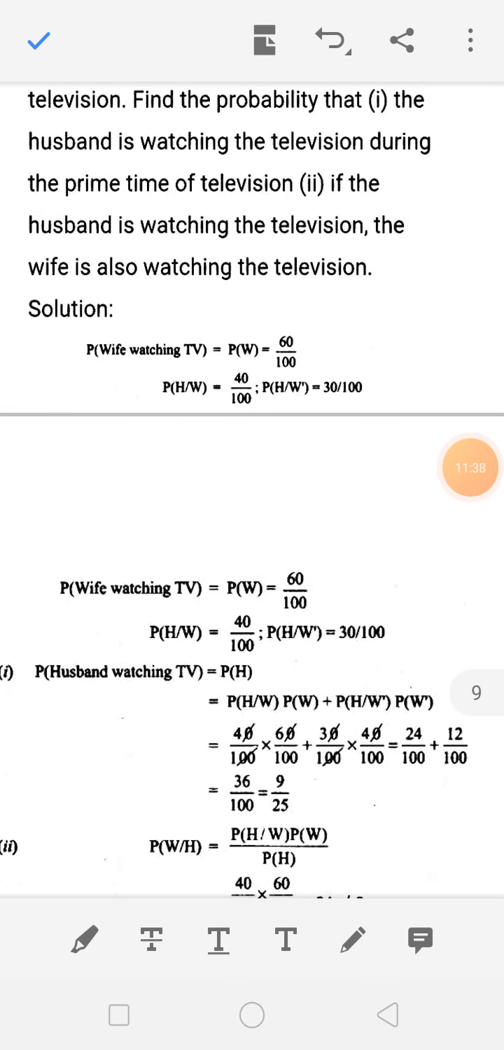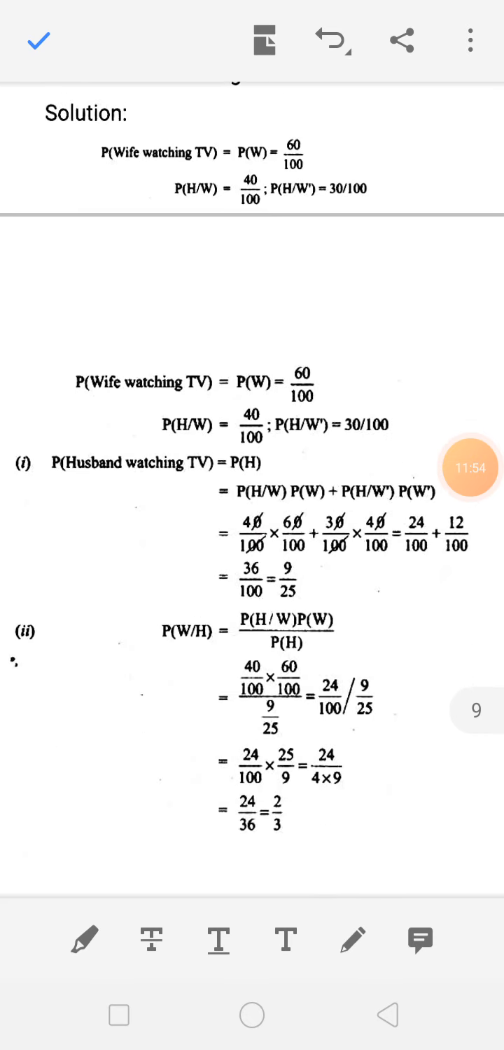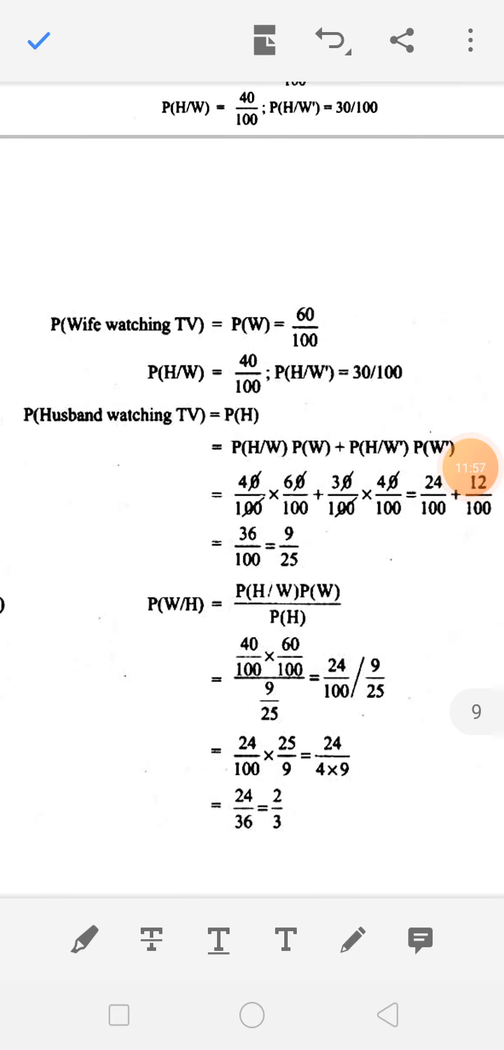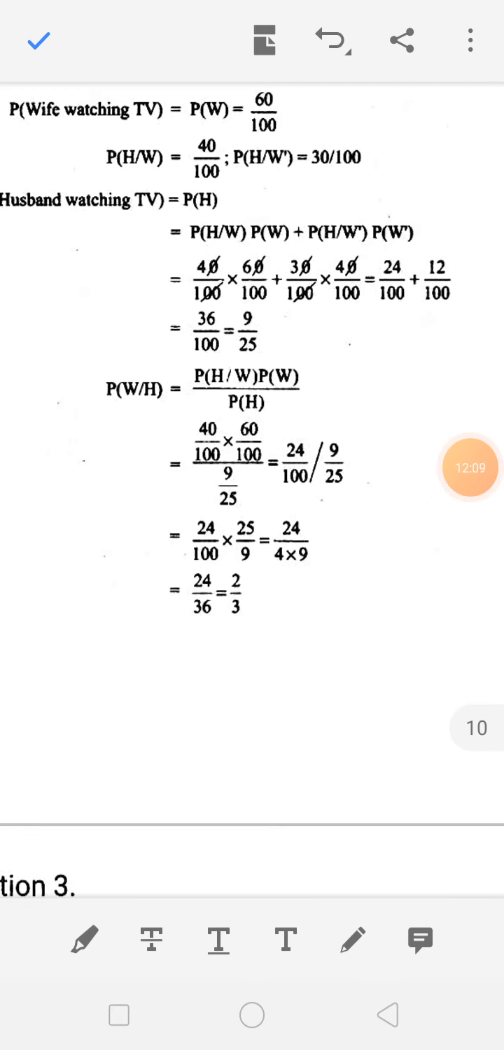First write down the probability of wife, 60%, so 60 divided by 100. Husband value is 40 by 100. And then husband in prime time, that is P of H by W dash, 30 by 100. After writing all the terms, the probability of husband watching TV is P of H, which is P of H by W into P of W, plus P of H by W dash into P of W dash, with prime time or without prime time like that. Substitute all the values, cancel all the terms, you will get 9 by 25.